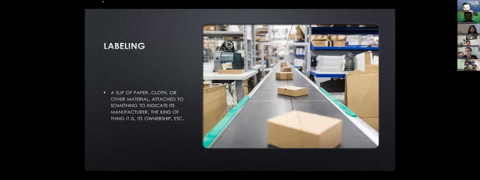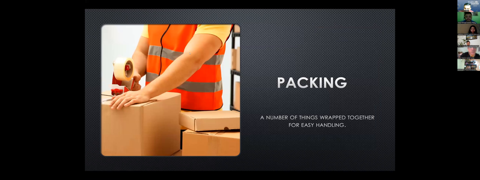Also, we have labeling: a slip of paper, cloth, or other material attached to something to indicate its manufacture, the kind of thing it is, its ownership, etc. Also, we have packing: a number of things wrapped together for easy handling. Do you know what wrapped or wrap is? Wrapped is envuelto en.